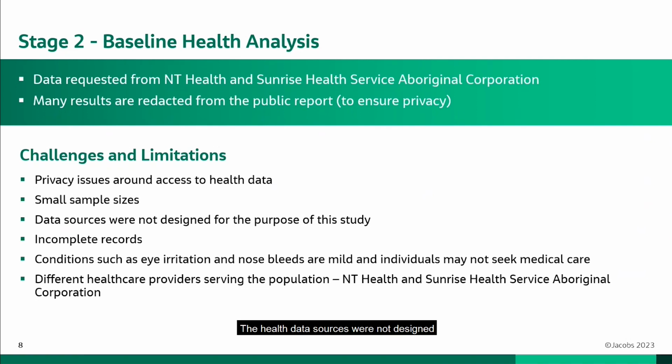The health data sources were not designed for this study, and also there are limitations with some of the records. For example, at the Elliott Primary Healthcare Clinic, almost 40% of the records did not include a reason for attendance at the clinic or a primary reason. So it makes it difficult to inform incidence or prevalence for health conditions.